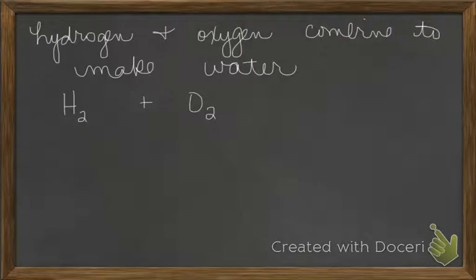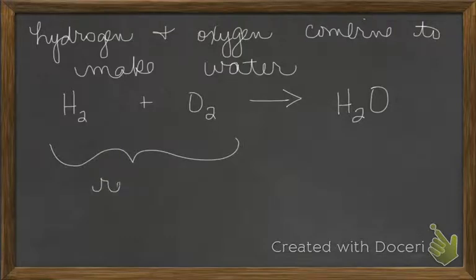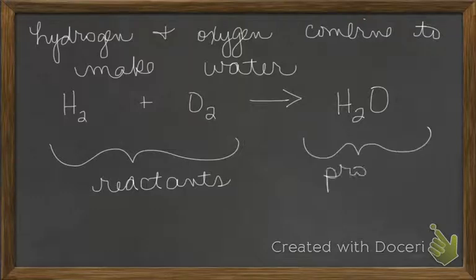Okay, so going back to this equation, hydrogen and oxygen combine to make water. Well, the rest of it's easy. Combine to make, we would draw this known as a yield sign, to make water. And so what we have here on the left side, these are reactants, and on the right side, these are called products.